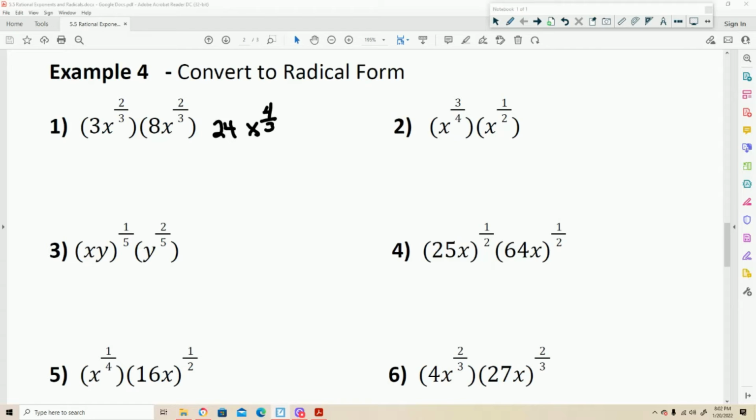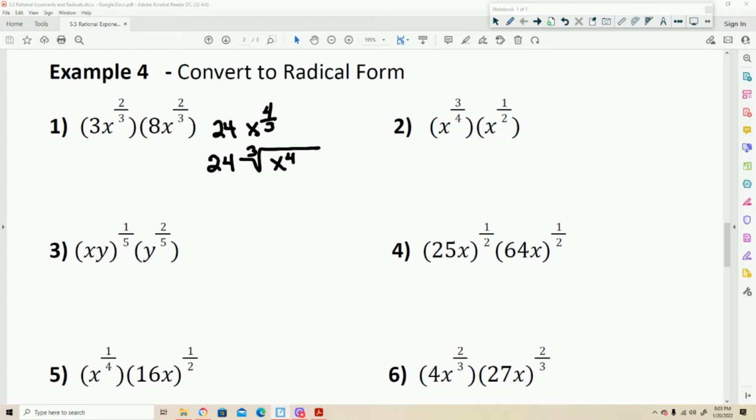Now let's put this in radical form. I'm going to keep the 24 out, and I'm going to put the x inside. The 4 goes here, the 3 goes there, and that is in radical form. Not a big deal. You've got to clean this up a little bit and then put it in radical form.